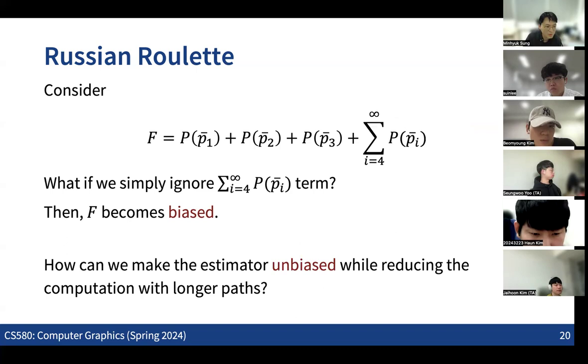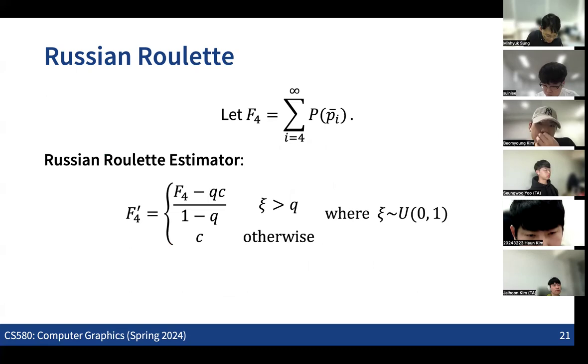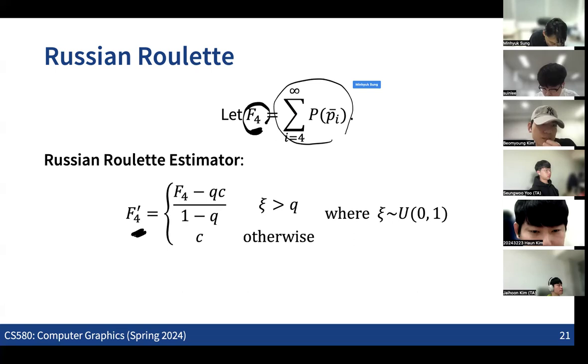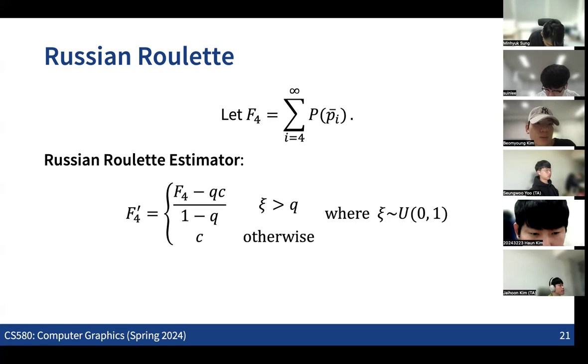Obviously we want to limit the length of the paths to limit the computation time and power. But then the question is how we can still make an unbiased estimator while limiting the length of the paths in the computation. And here the basic idea is Russian roulette. We define a new estimator in this way. Let's say F4 is the estimator of the sum of the P terms for paths whose length is 4 or longer. So the question is how we can make the computation of this part efficient, right?